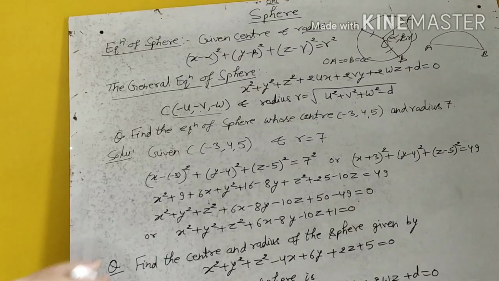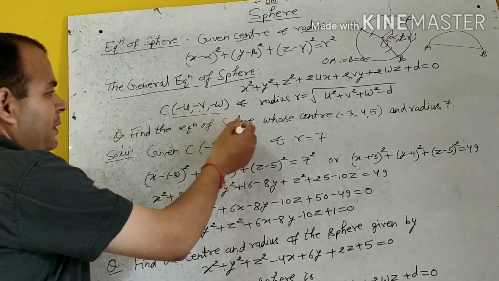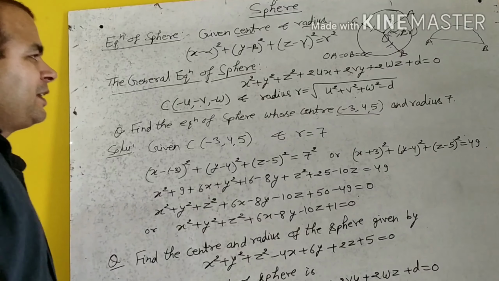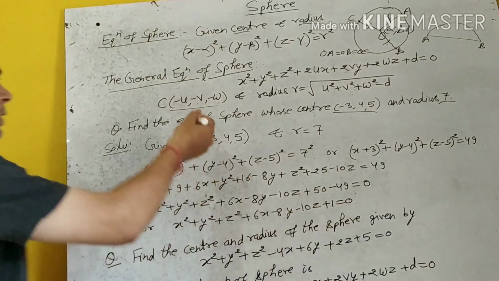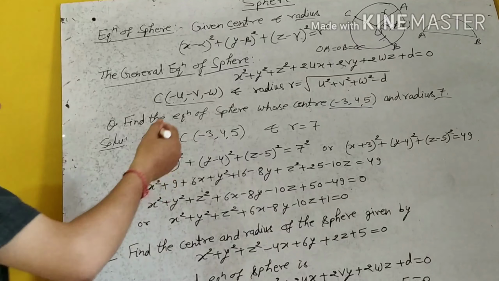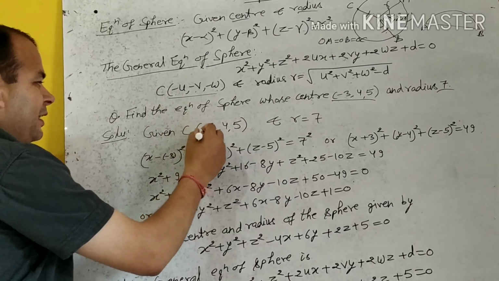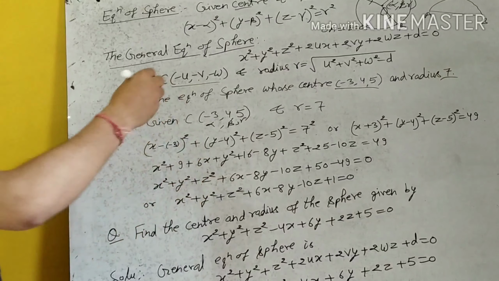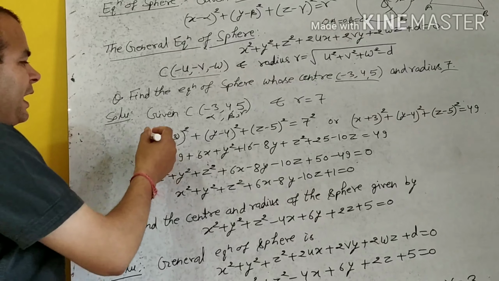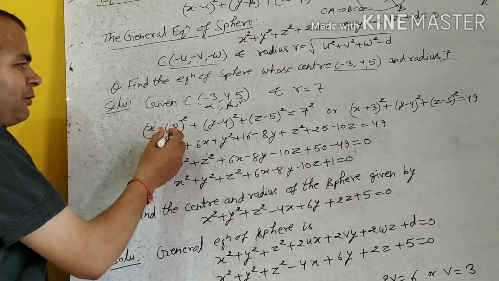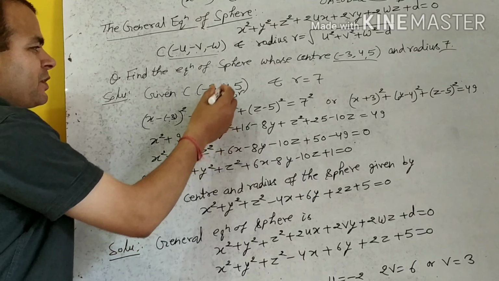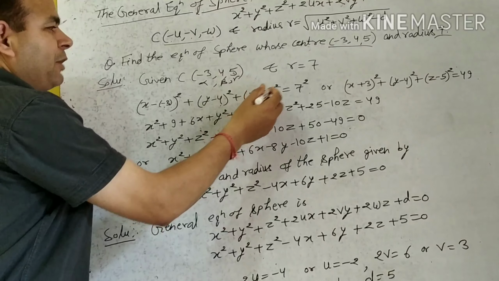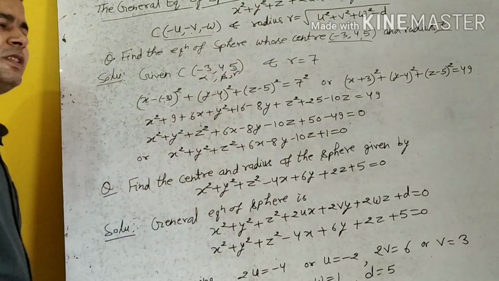Now come to the question. Find the equation of the sphere whose center is given as minus 3, 4, 5 and radius is 7. Center is given, radius is given. Let us suppose the center is alpha, beta and gamma. According to the formula, x minus alpha whole square, alpha is minus 3, plus y minus beta, beta is 4, plus z minus gamma whole square, gamma is 5, equal to r square. R is 7, so it will be 7 square.